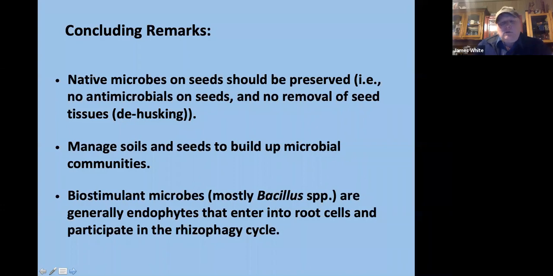So some points that I want to make is that seeds should be carefully managed to maintain the native microbes. So they should be treated in such a way to preserve those microbes. And that soils should be managed just as the seed should be managed to build up the microbial communities in the soils. Okay, so that's very much regenerative agriculture. And third, that biostimulant microbes are one way that we can essentially heal the damage we've done to seeds, provided those biostimulant microbes actually function in the rhizophagy cycle and go into the root, and many of them do. It's not to say that all of them do, but many of them do.